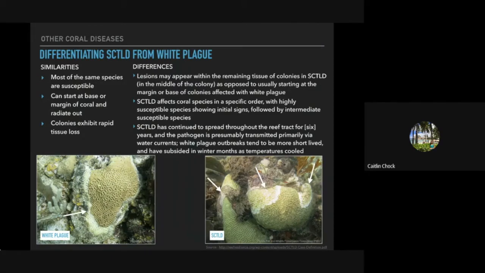So a little bit about how we can differentiate SCTLD from white plague, which is probably the most similar condition. Some of the similarities: most of the same species are susceptible.